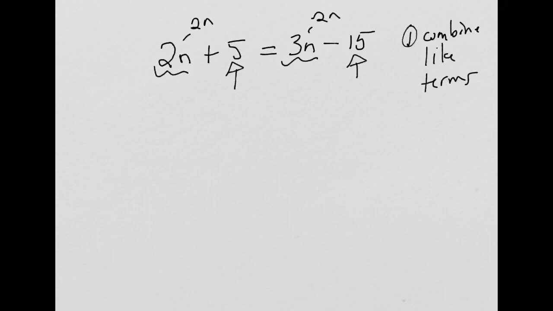Okay? And 2n, take away 2n is 0, so I can cross that out, which leaves plus 5, is equal to 3n take away 2n, which leaves me with 1n left over, take away 15.